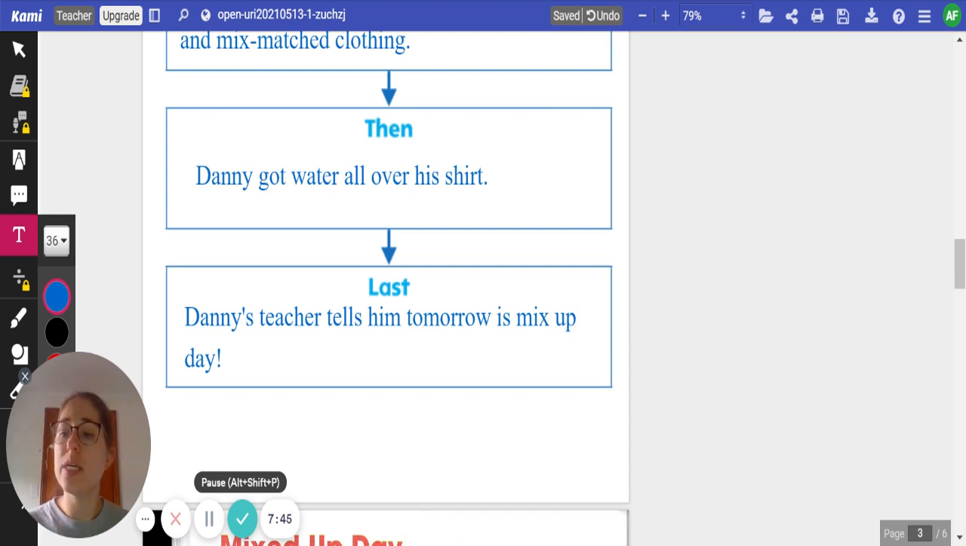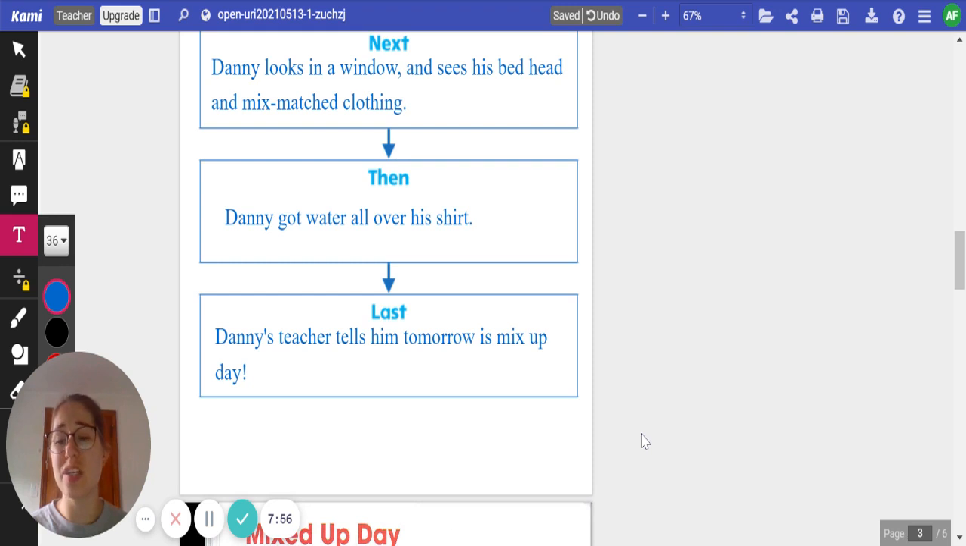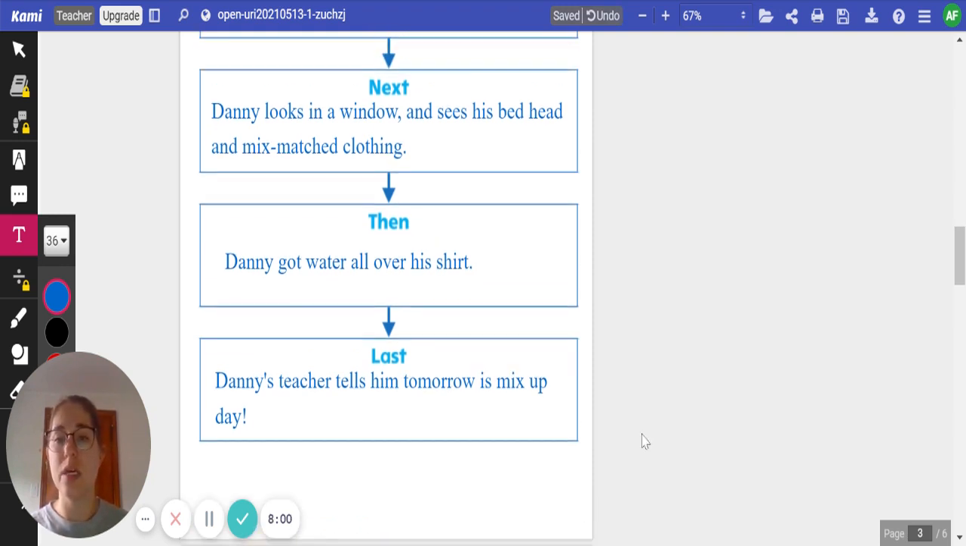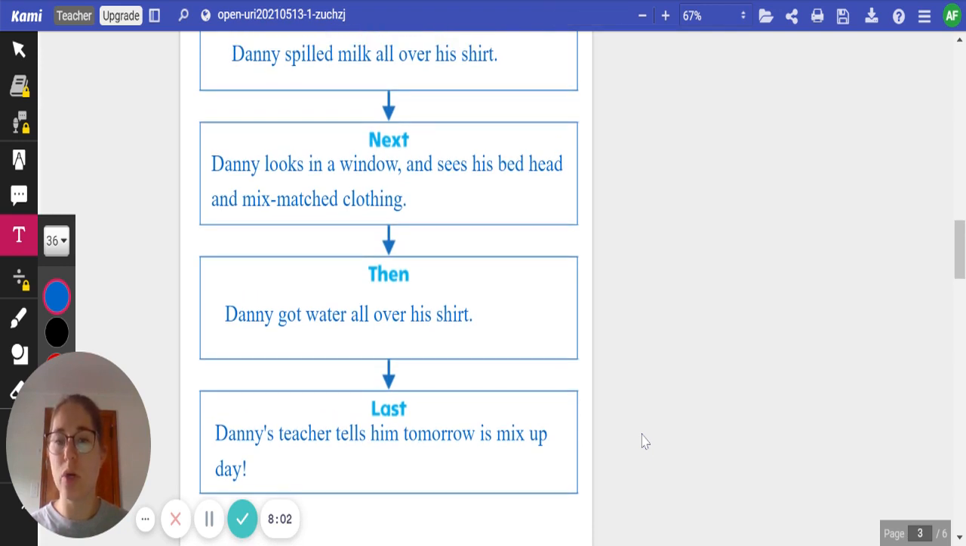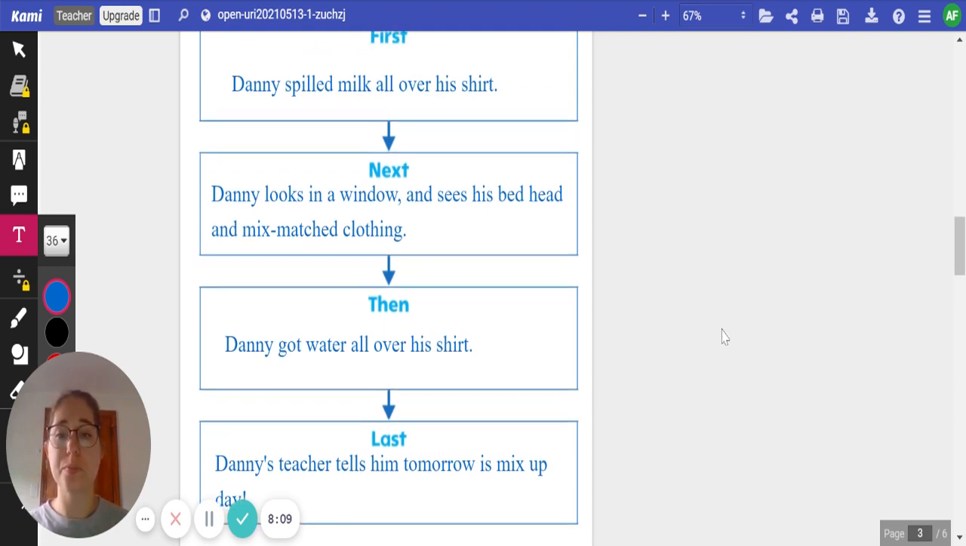Okay, and the last thing that you should put is something similar to Danny's teacher tells him tomorrow is mix-up day, right? That's the last thing that happens. He goes into his class, sits down, and the teacher says, oh, Danny, tomorrow's the day that you should be mixed up. So let's look back at our graphic organizer. This helps with our sequencing or understanding the order of events in our story.